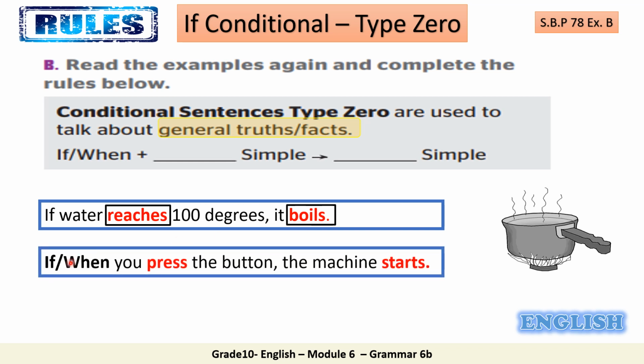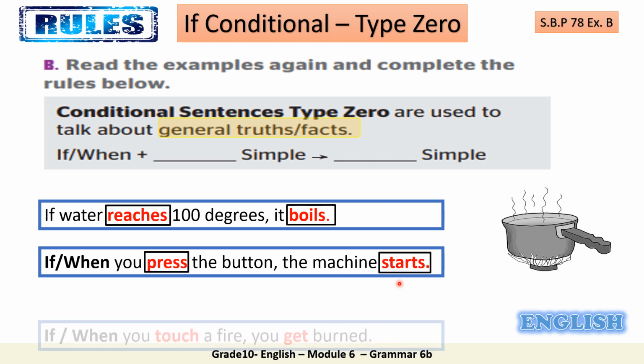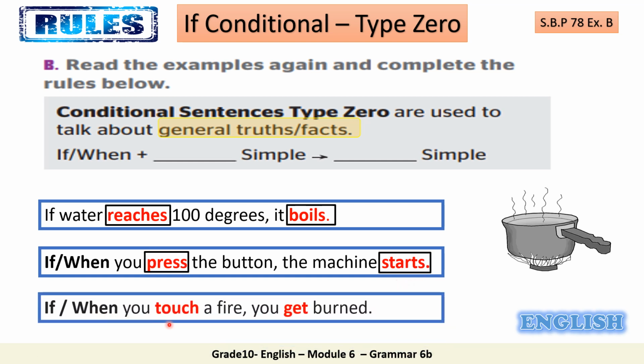The second example is, if or when you press the button, the machine starts. And what do you notice about the verbs press and starts? Finally, if or when you touch a fire, you get burned. So the verbs here, touch and get. What do you notice about all of these verbs? Are they in the present or in the past? Now, I want you to pause the video for a while and reread the sentences to fill in the gaps.